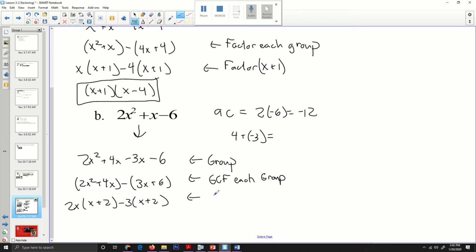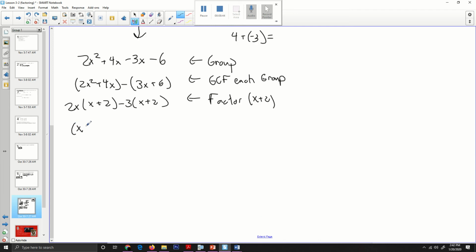We need those two to be the same, and so we are going to factor x plus 2. And that'll give me x plus 2, and what's left will be 2x minus 3. 2x minus 3, and that is my complete factorization for that.